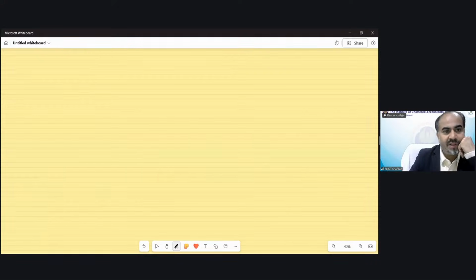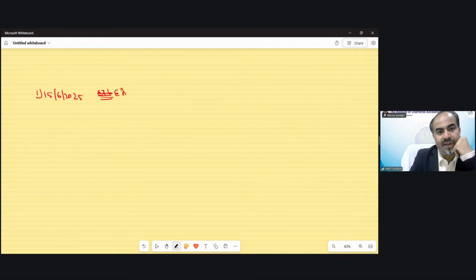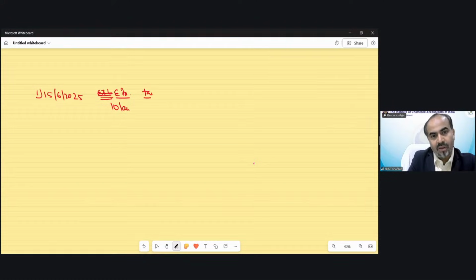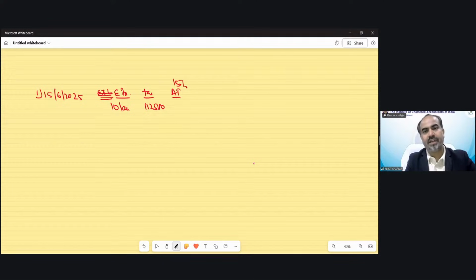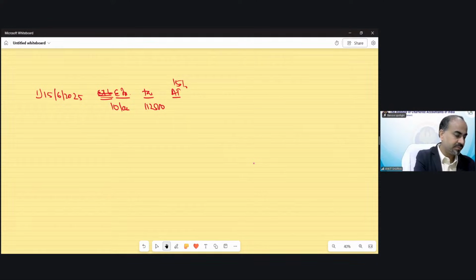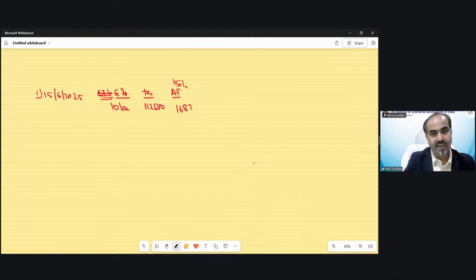Suppose on 15th of June, someone estimated tax liability or estimated income, we can say, estimated income was 10 lakh rupees under optional tax regime. So the tax on this would be 1,12,500 and advance tax liability would be 15%. So he deposited 15% of this, 16,875. He paid advance tax.